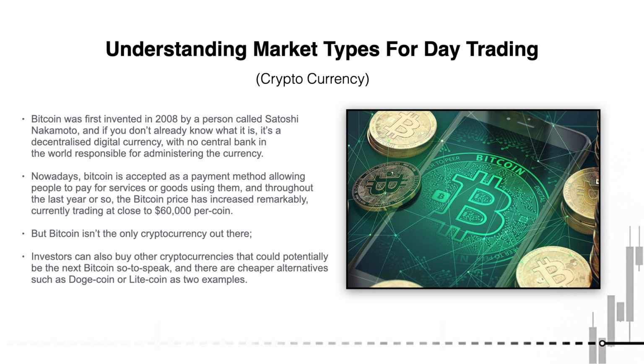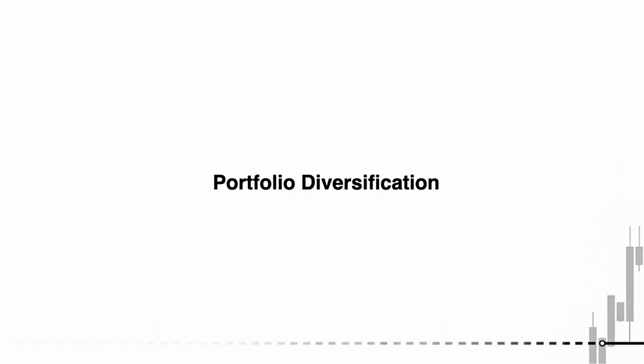But Bitcoin isn't the only cryptocurrency out there. Investors can also buy other cryptocurrencies that could potentially be, well, the next Bitcoin, so to speak. And there are cheaper alternatives, such as Dogecoin or Litecoin, as two examples. Importantly, investing in cryptocurrencies can also aid what's called portfolio diversification, meaning you're not just trading one single market or one single sector, which often sets professional traders aside from others.